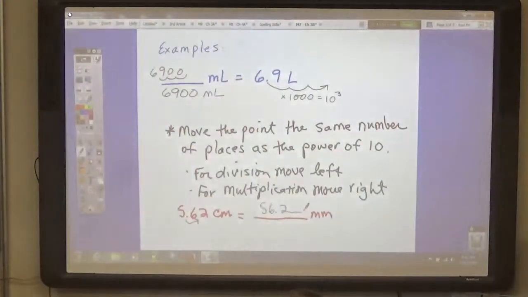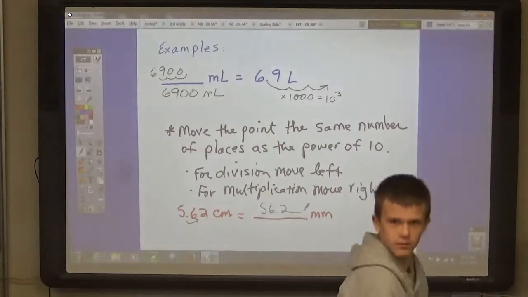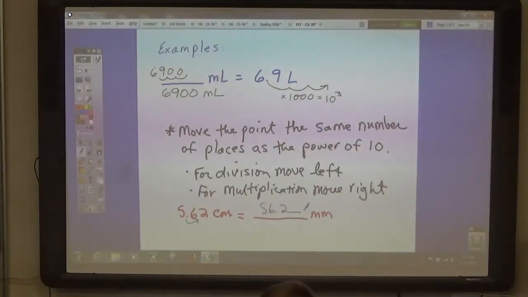Any questions on using the chart? On the metric system? All right, good.